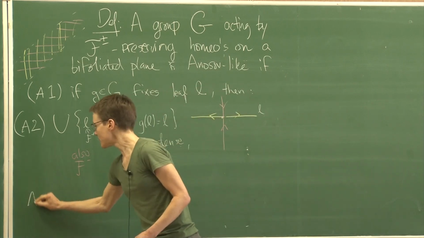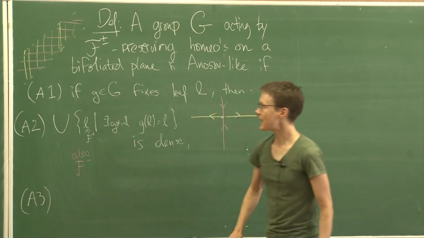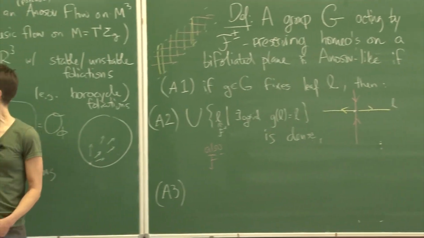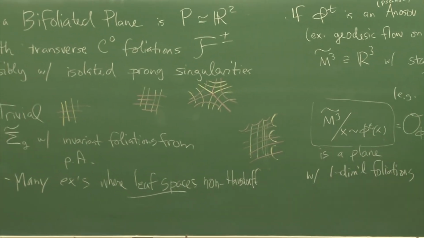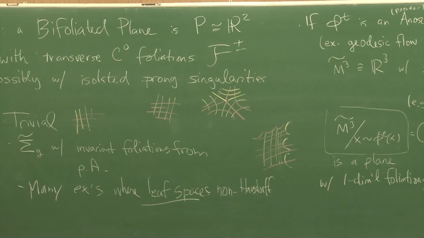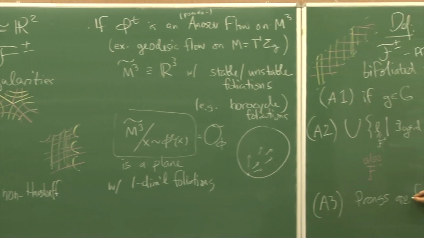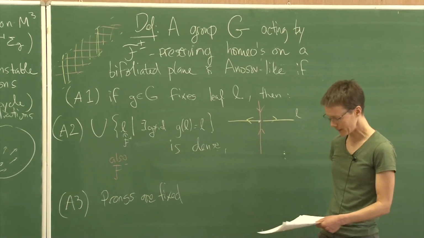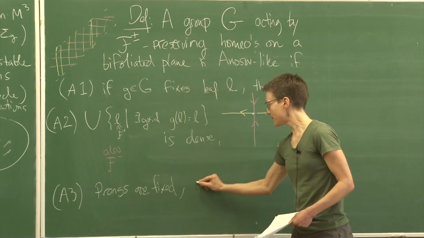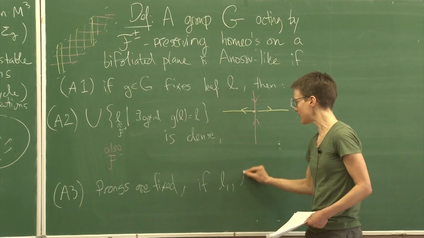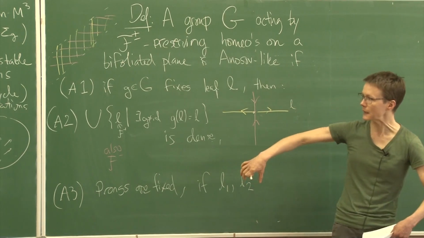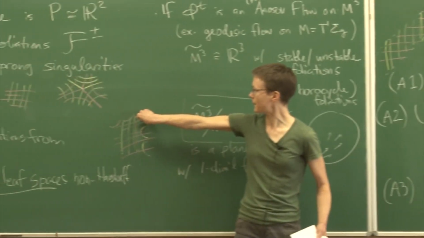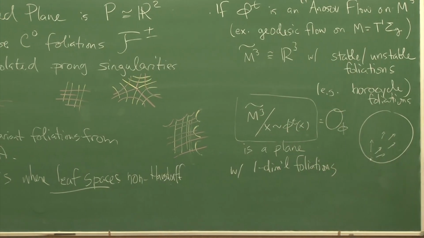And the third one says that when you see unusual behavior, you see hyperbolicity there. So prongs are fixed. So for each prong, there exists a group element that fixes the prong point. And also, if I see 2 leaves that are not separated in their leaf space, so for instance, this yellow one and that one yellow one cannot be separated by open sets.